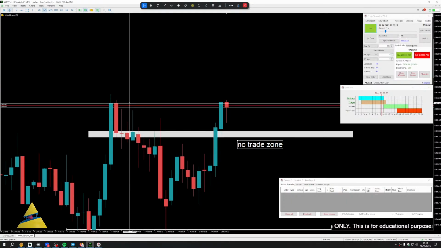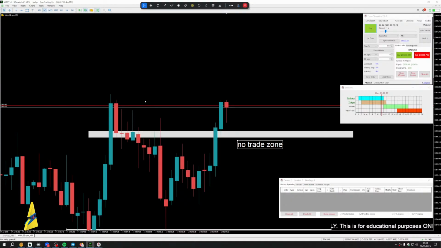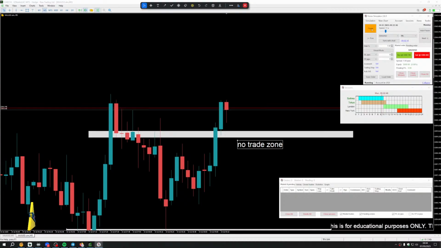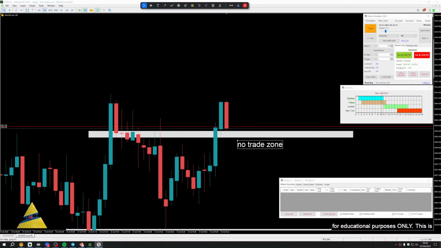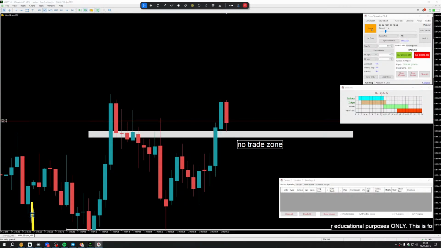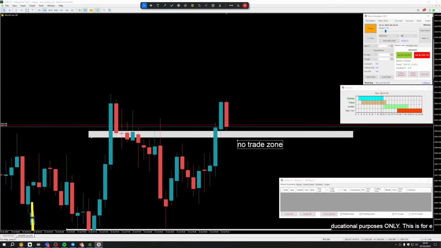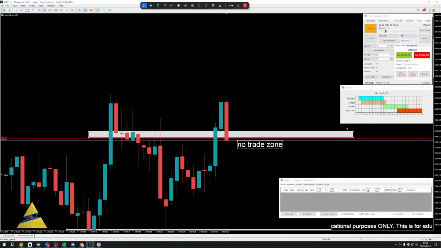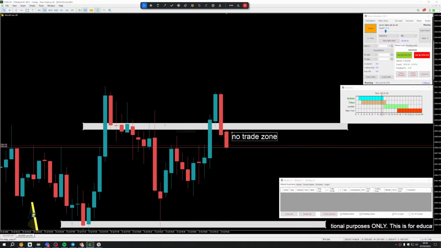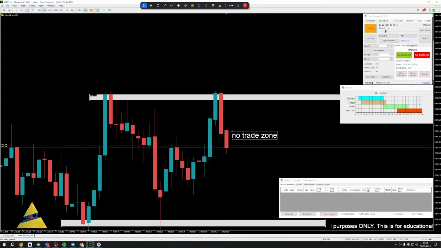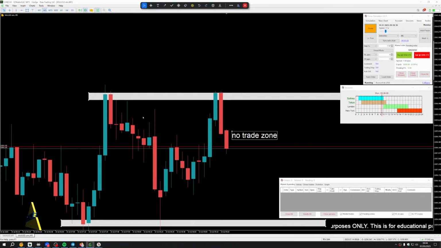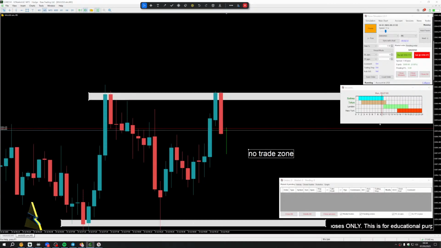Wait, did we close above resistance? Yeah, we closed above resistance. So this candle here has to flip and break the previous highs. Oh, looks like we're going to close back into the range. It looks like we're closing back into the gulag.